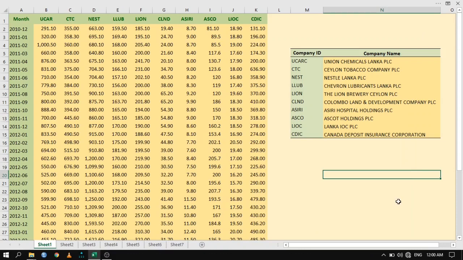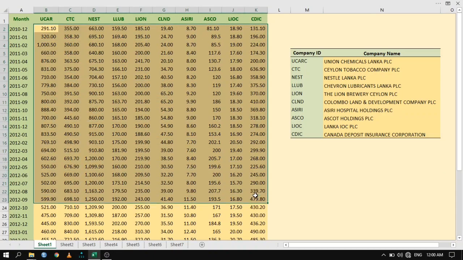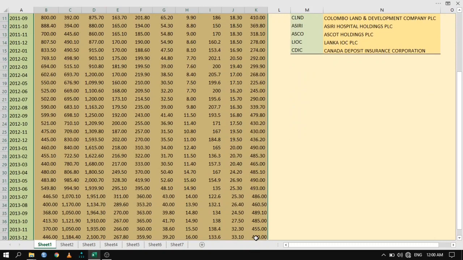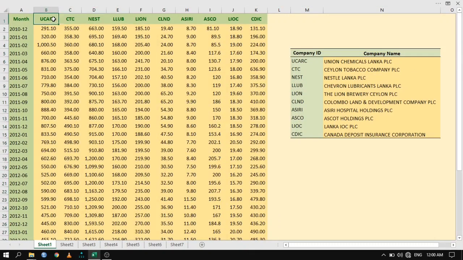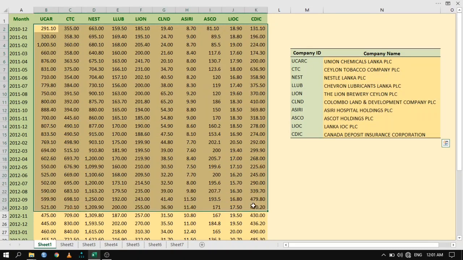Today we are going to discuss portfolio optimization with real-world data. As you can see, I have extracted some monthly price data from the Columbus Stock Exchange, and I have selected 10 companies. These are the company IDs and these are the names of the companies. For all these 10 companies, I have extracted price data.